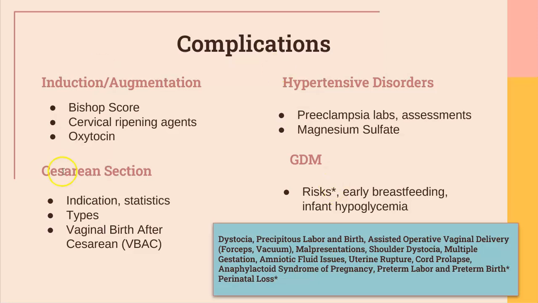For our purposes in our class, we're going to talk about an induction or an augmentation as a complication, cesarean sections, how hypertensive disorders or preeclampsia, gestational hypertension affects mom during labor, and how gestational diabetes can affect her and how it can affect the infant. But any of these things are possible. There's other things that are possible, but for our purposes, these are the complications that you're going to want to know about, and that you're going to want to know how do they affect the infant when we get more into infant care.